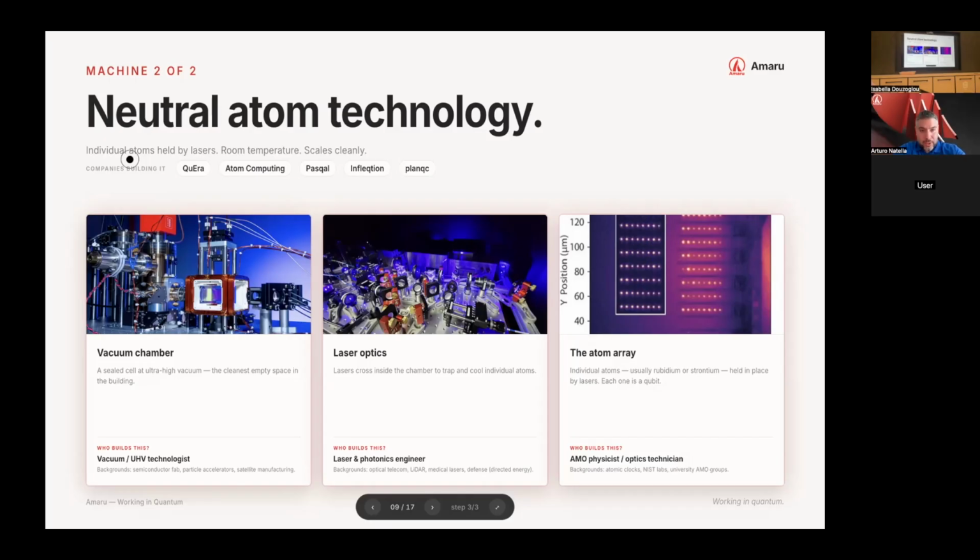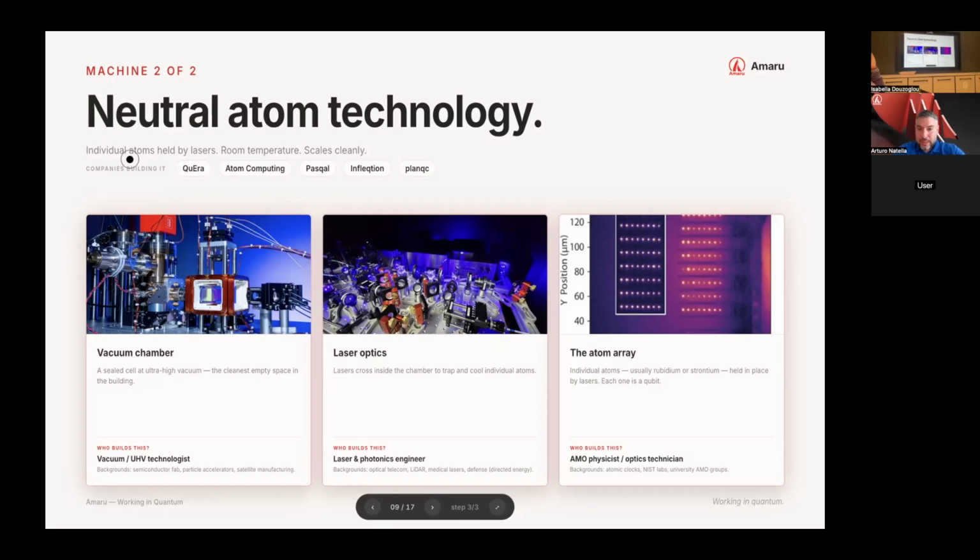The careful version of this: sometimes people will say it's more like room temperature. The apparatus doesn't need a dilution refrigerator. The room and much of the hardware can be at room temperature. The atoms themselves are still cooled with lasers, but you don't have that massive chandelier freezing a chip.